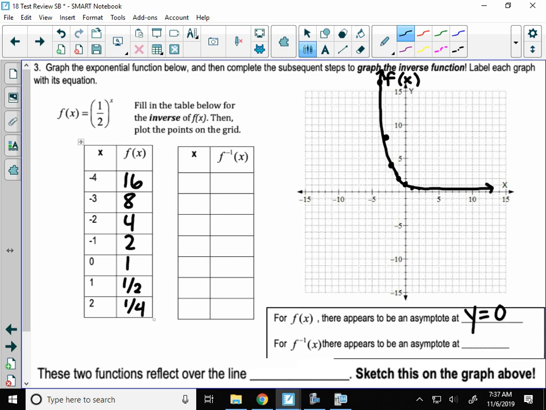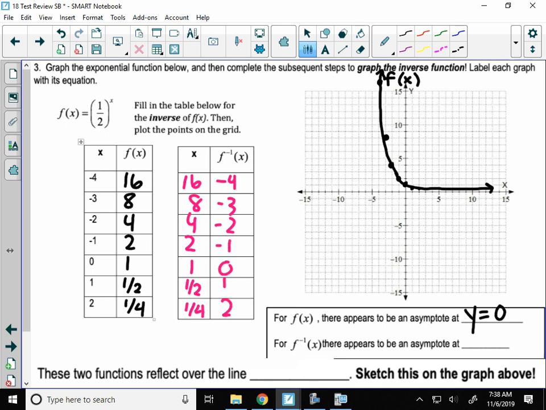Now when I graph the inverse, all I need to do is switch the x and the y's, because the inverse, we learned a couple units ago, is the opposite. We flip the x and the y values. So all those y values there become x's, and the x's become y's. And you can plot all those points.